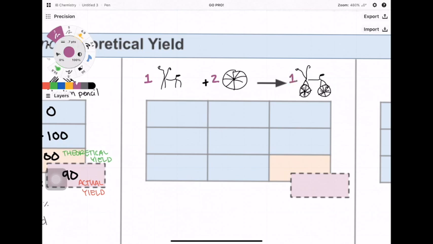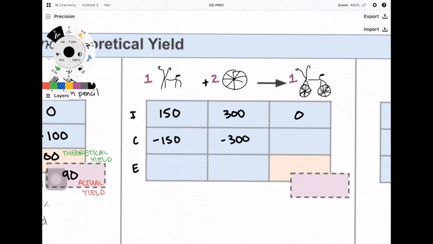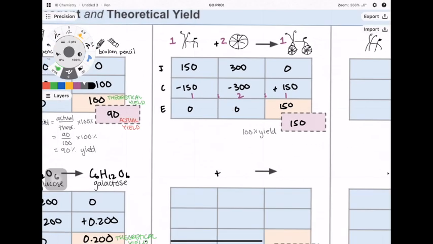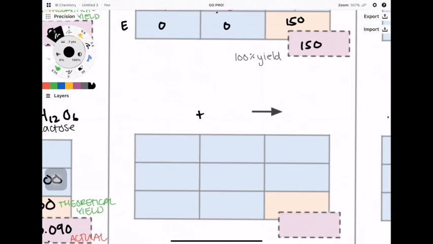Again, taking a look at another analogy, here we have a bicycle frame plus 2 bicycle wheels turning into a full bicycle. Here I'm giving you the initial amounts, and again the change of the reactants is always going to be negative and the change of the products is positive. And so again, because I'm in a 1 to 2 to 1 ratio, even though I have 300 wheels, I'll only be able to make 150 bikes because I use 2 wheels per bike.